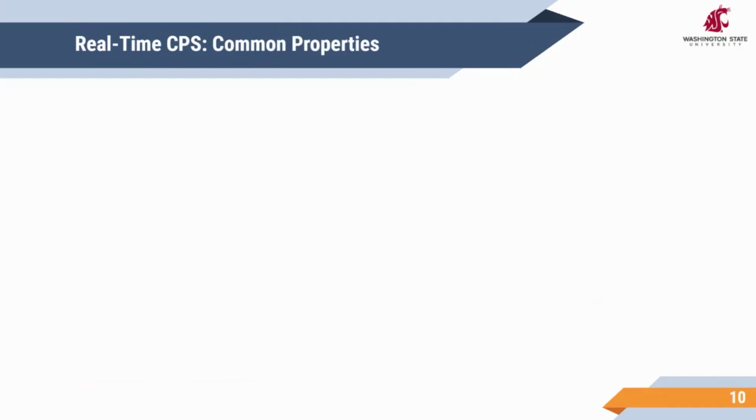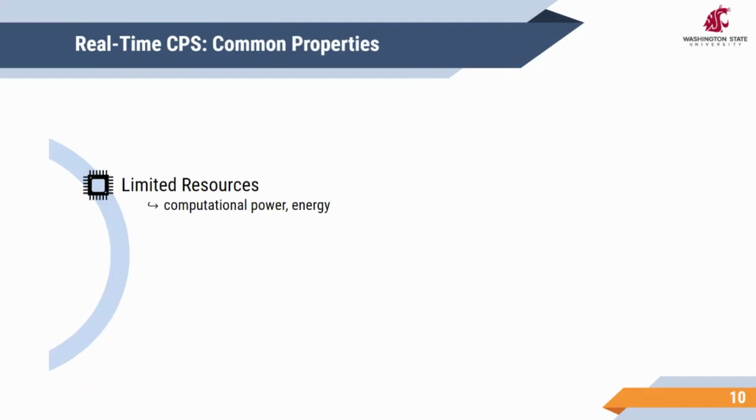Now, speaking of the other properties of real-time applications, because those are embedded applications, we have very limited availability in terms of computing power and memory, and also some of the real-time applications are battery operated. So we also have constraints on energy.